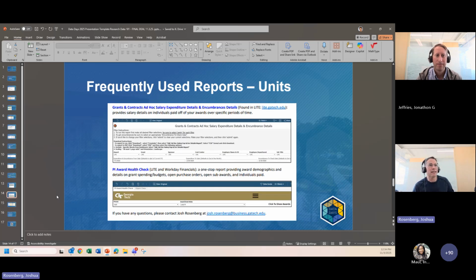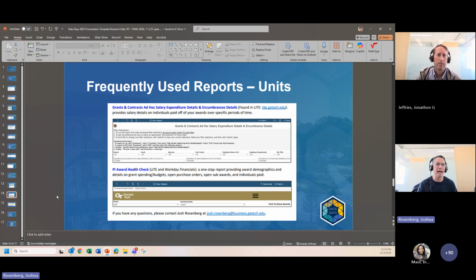And then grants and contracts ad hoc salary detail. Jonathon talked about, if you want to know who was charged to your project over a certain period of time, you could go to Light and get this report, which is tremendously beneficial. The PI Award Health Check is one that we implemented, I want to say, about a year and a half, 2 years ago.